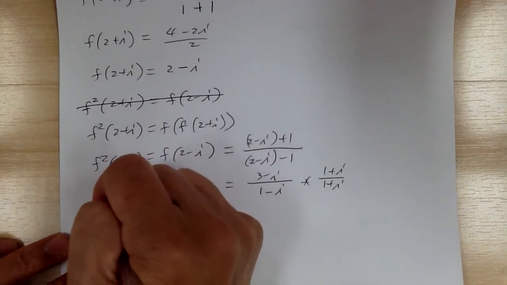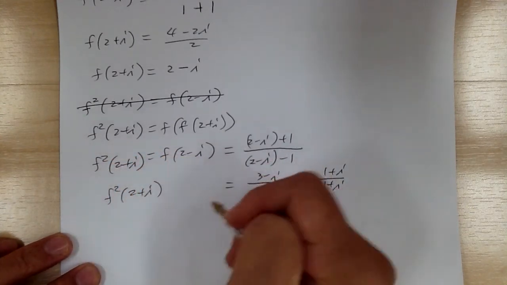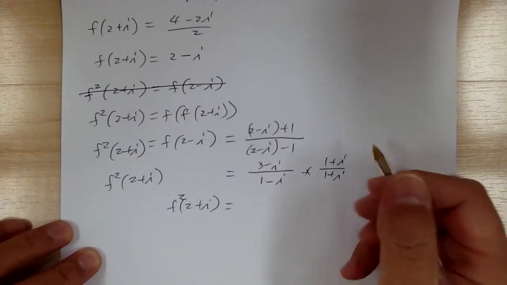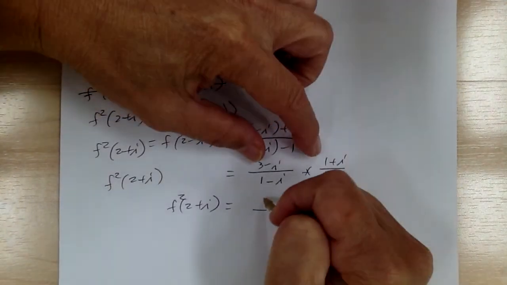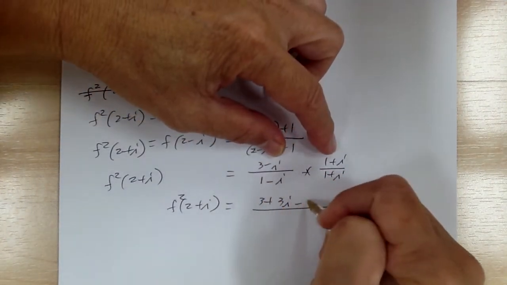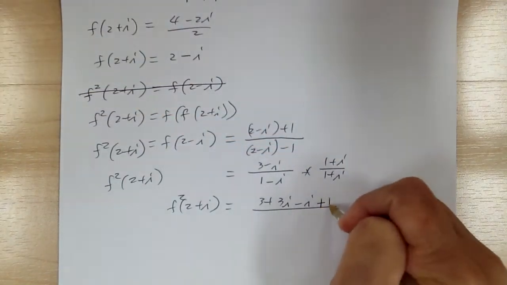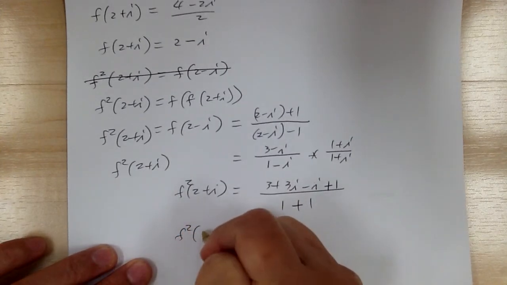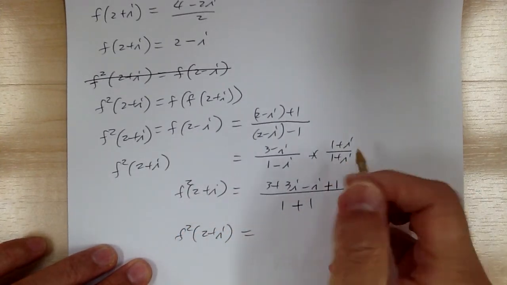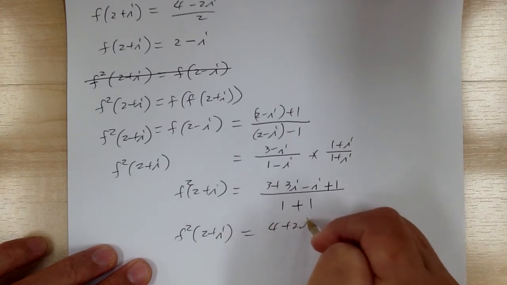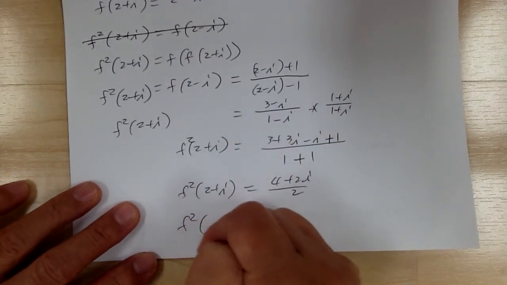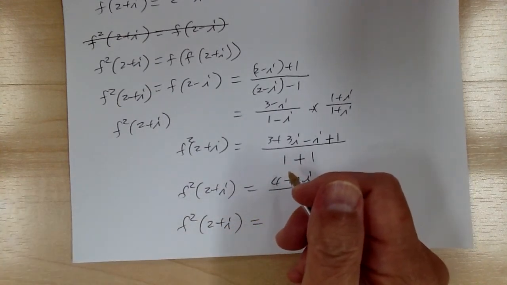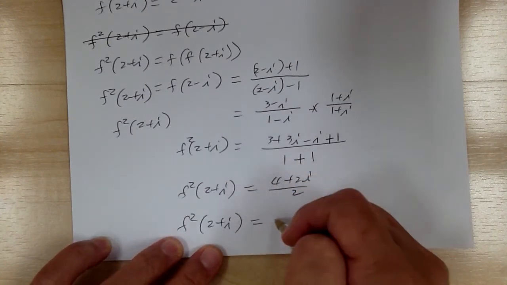So again, the second order. You work it out. You're going to get 3 plus 3i minus i squared, so it becomes plus 1. On the bottom, you're going to get 1 minus i squared, which becomes plus 1. So the second order will equal 4 plus 2i over 2. So the second order of 2 plus i will equal, reduce, so you get 2 plus i.